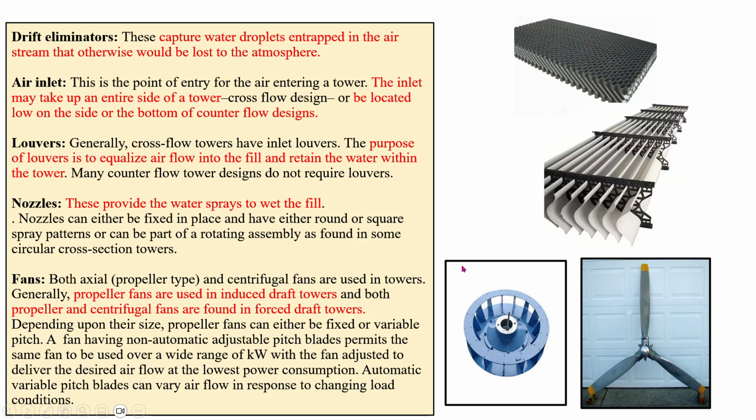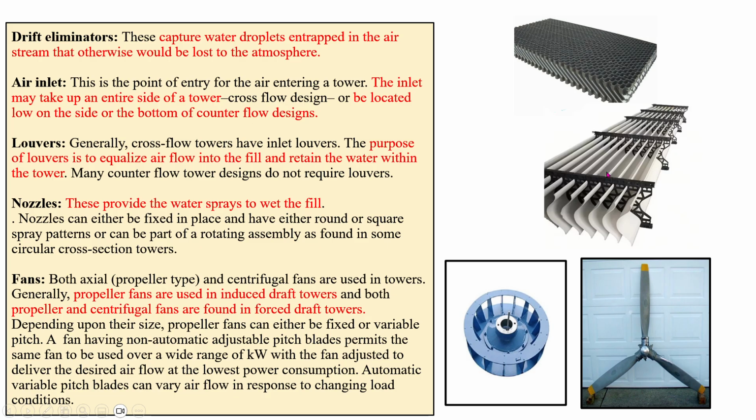You see now the other parts. This is the drift eliminator. Drift eliminator captures water droplets entrapped in the air stream that otherwise would be lost to the atmosphere. When air is coming out from the induced draft fan, it will take some water droplets along with it. But when the air passes through this corrugated, circular path, due to circular motion the heavier particles like water, the centrifugal force will be more, so it will fall down and only air will pass through it.